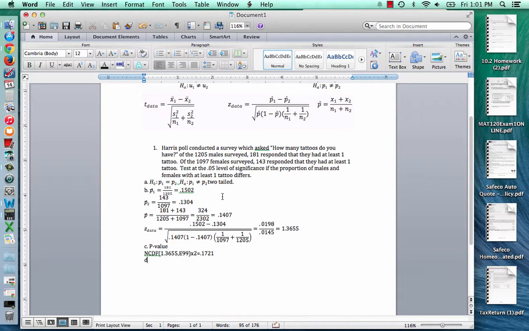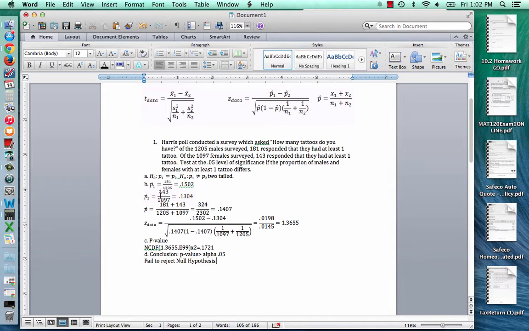So step D, my conclusion. Conclusion is my p-value is greater than alpha, which was 0.05. So that means I will fail to reject the null hypothesis, which means if I had to interpret this, I do not have significant evidence at the 0.05 level of significance to show that the proportion of males with at least one tattoo is different than the proportion of females with at least one tattoo. So that's the final answer for that one.